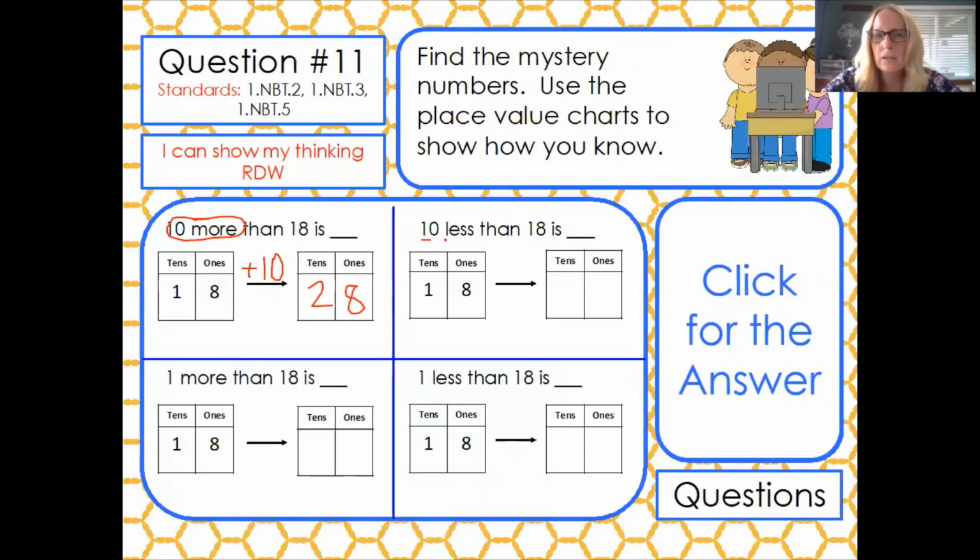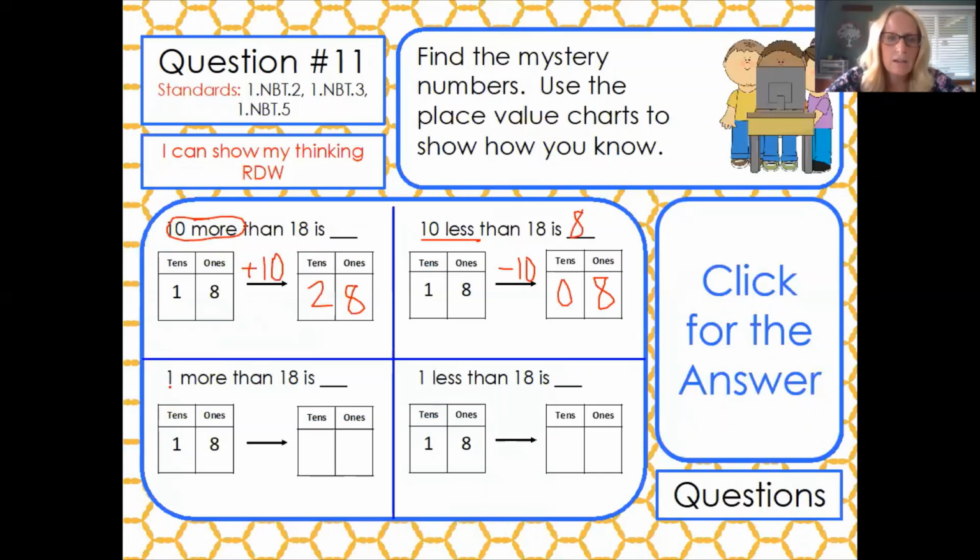Let's try the next one. This time it wants 10 less than 18. If I'm doing less, that means I'm taking away, so minus a group of 10. So here's my tens place. If I have 1 and I take a group of them away, I'm going to get 0 groups of 10, and the 8 is going to stay the same. When I have a 0 in the tens place, I don't need to read that. I can just say this is the number 8. Sometimes it looks just like this. You don't need a 0 in front of it.